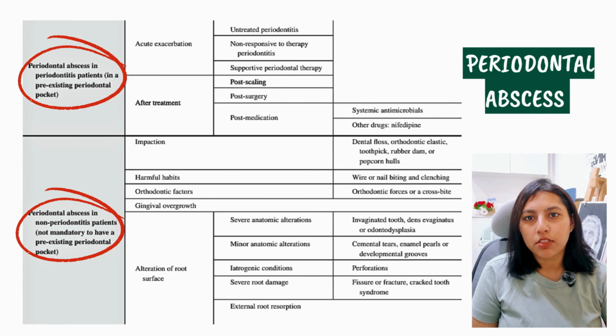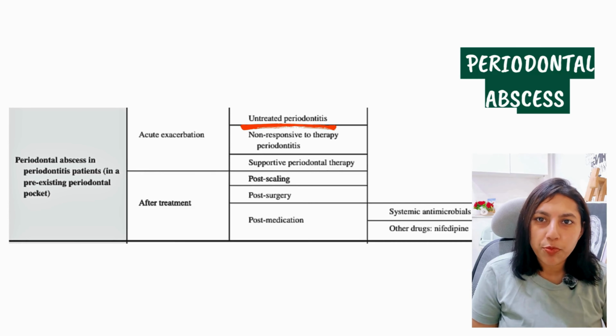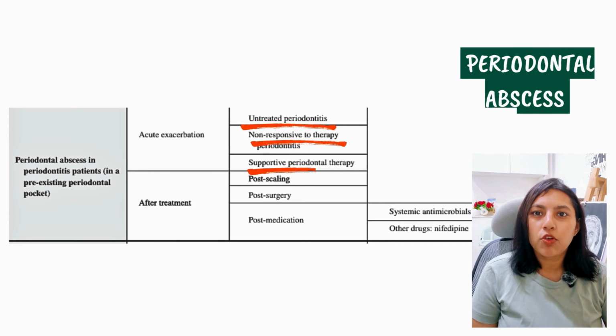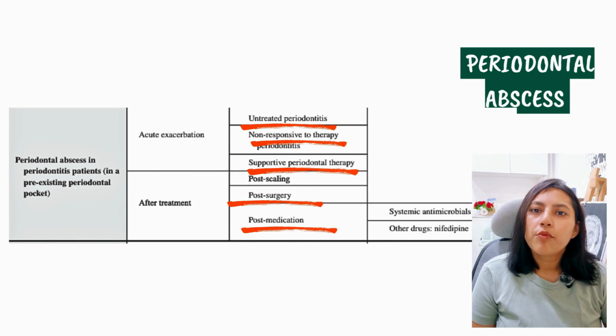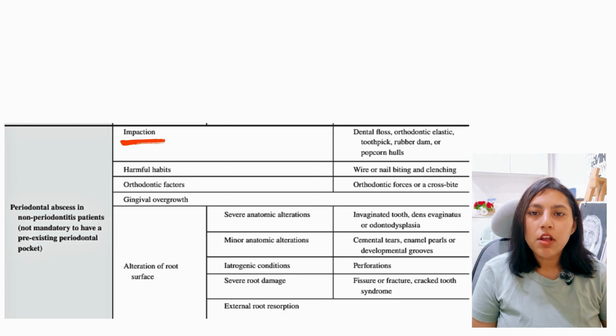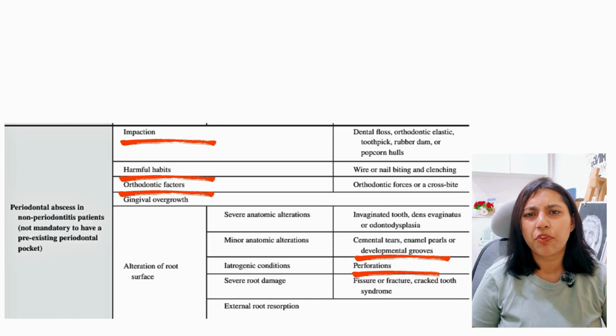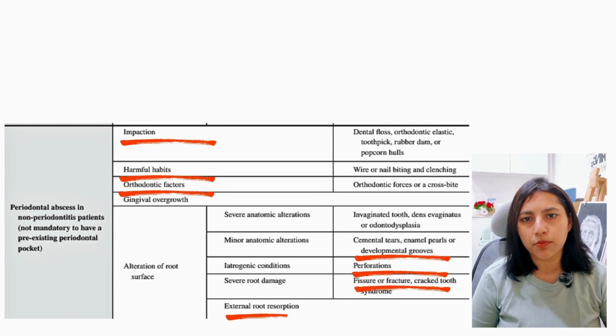non-periodontitis patients. In periodontitis patients, the abscess may develop during untreated disease, non-responsive disease, supportive periodontal therapy, or even after periodontal surgical procedures. Whereas in non-periodontitis patients, the causes are usually more localized. For example, foreign body infection, orthodontic factors, harmful habits, developmental grooves, root perforations, root fracture, or external root resorption.